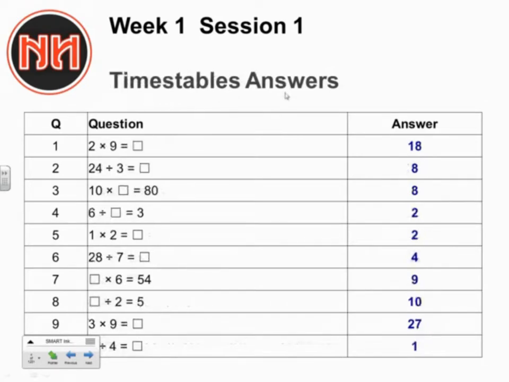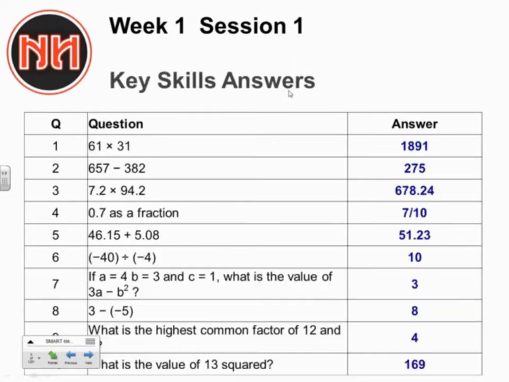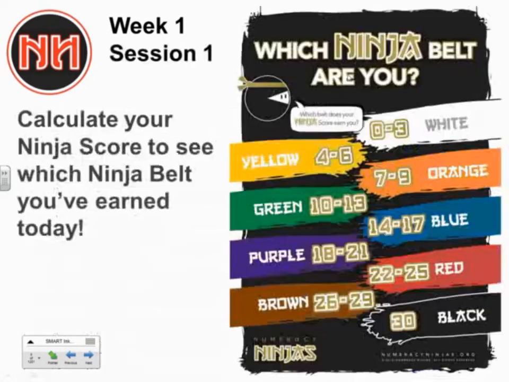The pupils mark their answers themselves, and here are the second set of answers for times tables, giving themselves another mark out of 10, and then the key skills answers here. This is the one they are allowed to use the blank page in the booklet for working. That then gives them a total out of 30. They record that total out of 30 and then work out which belt they get for their Numeracy Ninja.